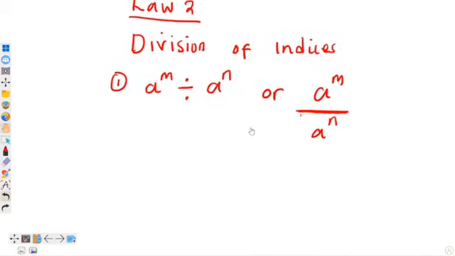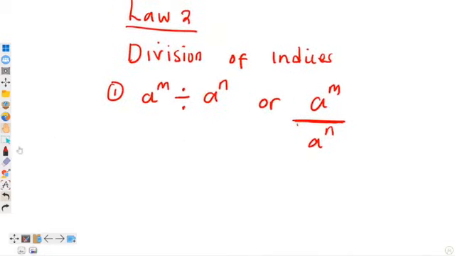Now, when you divide indices that have the same bases, you can see that here the base is a. You write the common base a, then what do you do to the powers? You subtract them, so you have m minus n. And this will be our answer, because m minus n we can't subtract, those are just letters. I'm just using them for demonstration purposes.